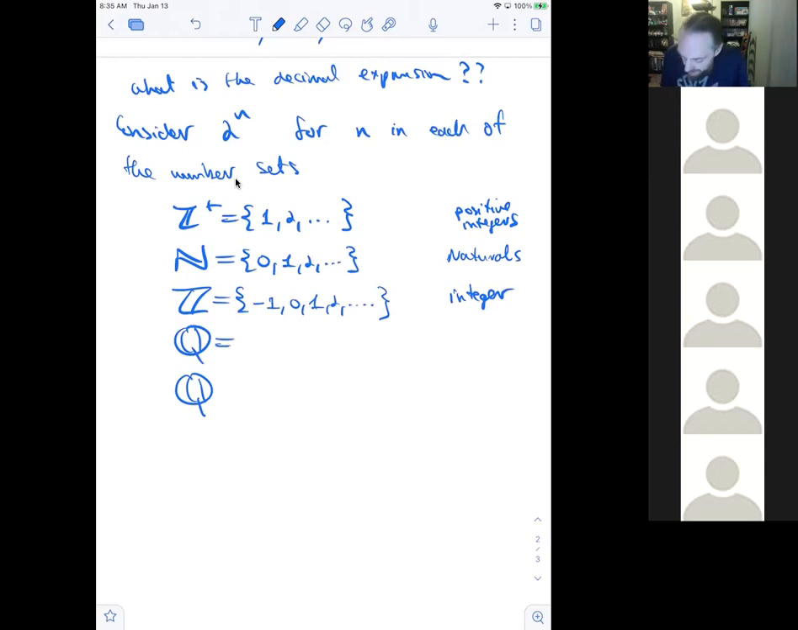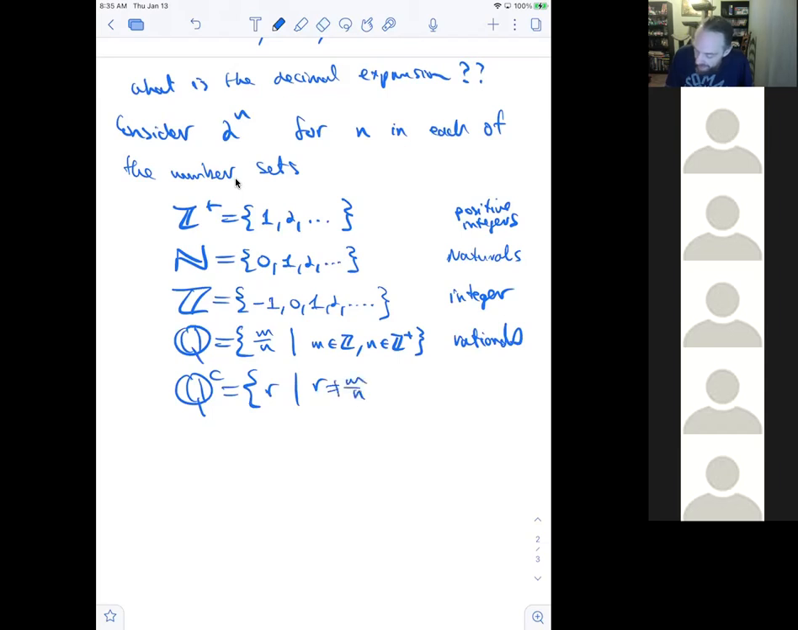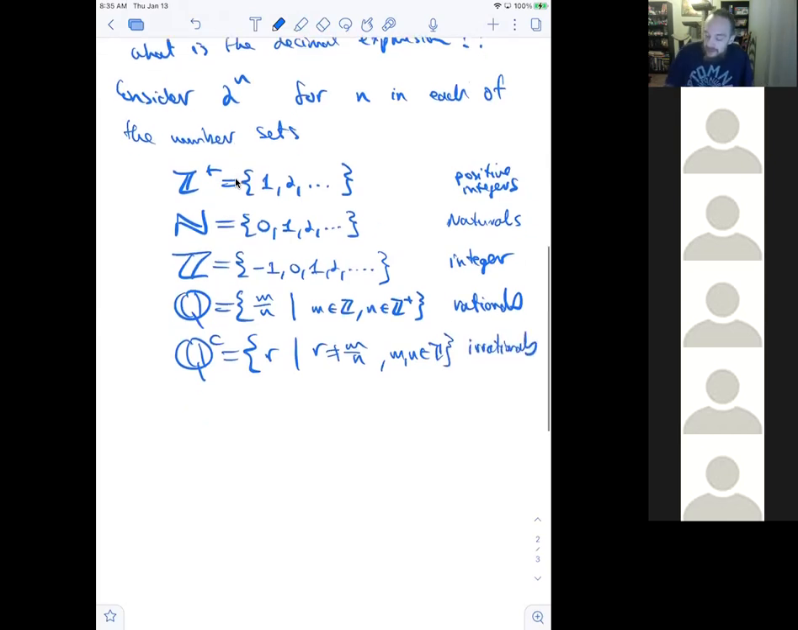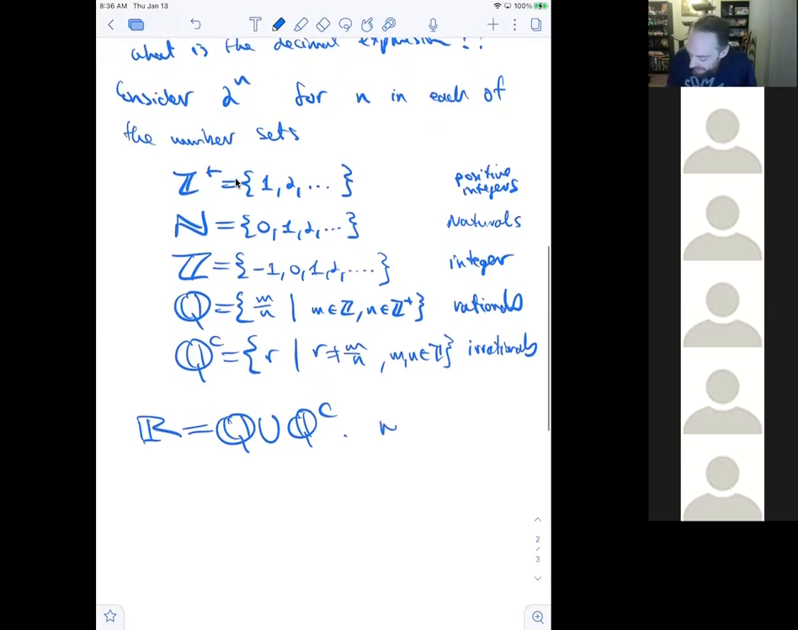And then we have the rational numbers or the quotients. This is going to be M over N, using set builder notation, such that M is in Z and N is in Z plus. This is rationals. And then this is Q complement, which says that R specifically is not equal to M over N. They're irrationals. Then the real numbers is Q union Q complement. You should have done basic unions, etc. in 114. This is what this means. The real numbers, this is the reals.